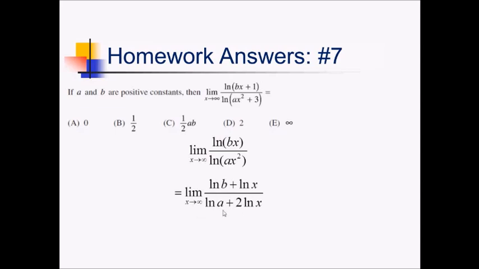And now, as x approaches infinity, we can ignore these slower growing terms of ln of b and ln of a, because those are constants, versus these terms here that have variables. So really we're just looking at ln of x over 2 ln of x. And the ln of x's can cancel, leaving us with just 1/2, which is answer choice B.